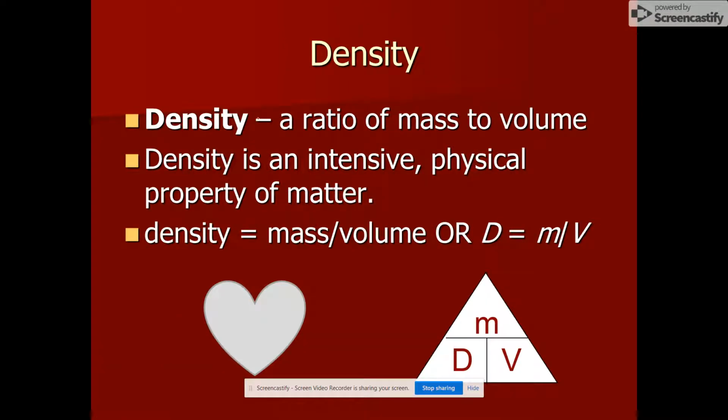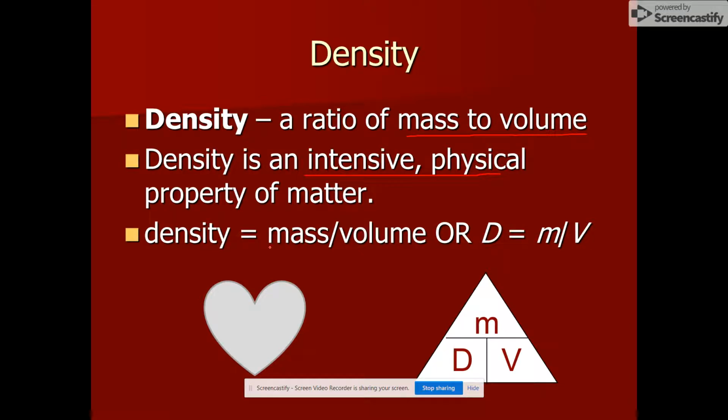One main physical property we're going to look at is density. Density is a ratio of mass to volume. It is an intensive physical property of matter. It doesn't matter how much stuff there is, the density is always the same. And it helps describe how the matter is.